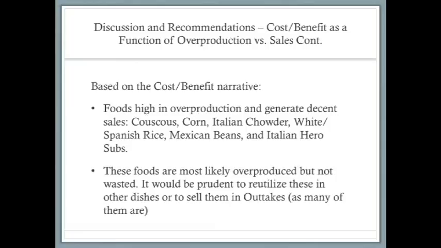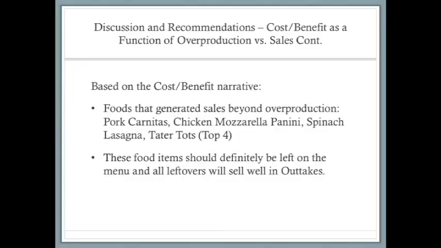Foods that are high in overproduction and generate decent sales were couscous, corn, Italian chowder, white rice, Spanish rice, Mexican beans, and Italian hero subs. These foods are most likely overproduced but not wasted. For these foods, it would be prudent to reutilize them in other dishes or to sell them in outtakes, as many of them are already being sold in outtakes. Then there are foods that generated sales beyond overproduction, such as pork carnitas, chicken mozzarella panini, spinach lasagna, and tater tots. These items should definitely be left on the menu, and all leftovers will sell well in outtakes.